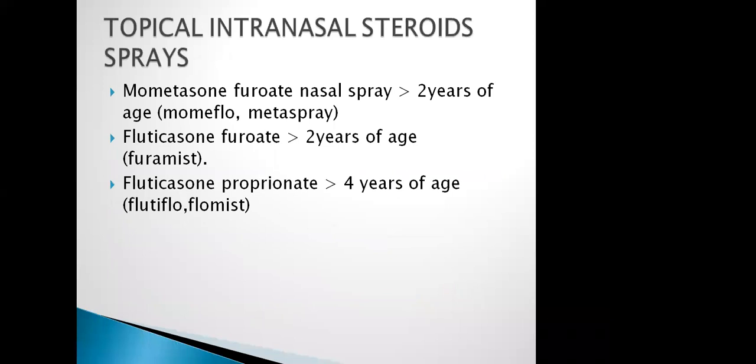Which are the topical intranasal corticosteroids used? Mometasone furoate nasal spray can be used in cases of about 2 years of age. I just gave the brand names because it will be easier: Momiflo nasal spray for mometasone furoate. Fluticasone furoate also can be used about 2 years of age. Furamist can be used. Fluticasone propionate is used above 4 years of age: Flutiflo and Flomist.